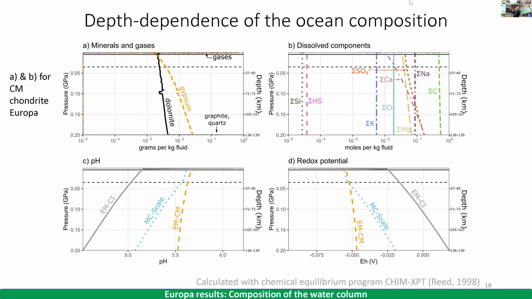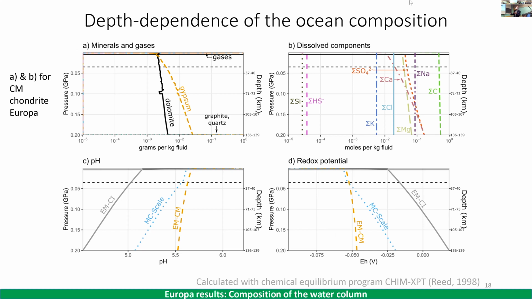So in the top left, we have dolomite and gypsum as stable minerals within the ocean. These are thermodynamically stable and precipitate. And so we have a prediction for the composition of the ocean and the thermodynamically stable minerals within the ocean column. On the top right, we have the solutes in the ocean, the dissolved components. And what we see is that the most common solute is carbon, mainly in the form of carbon dioxide.